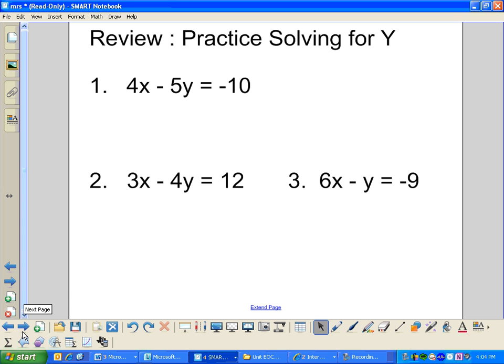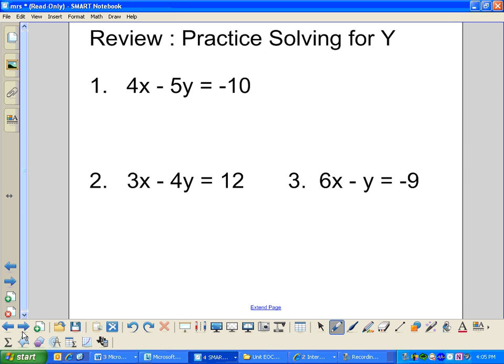In my last page, we're just reviewing something that has nothing to do with this lesson, but I need you to practice this for our upcoming EOCs. So I want you to practice solving for y. I'll do the first one with you. So if I want to get y by itself, because that's how you can actually enter this equation into the calculator, it's got to be in y equals form.